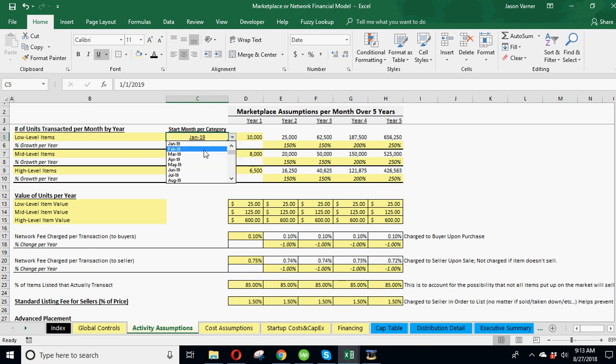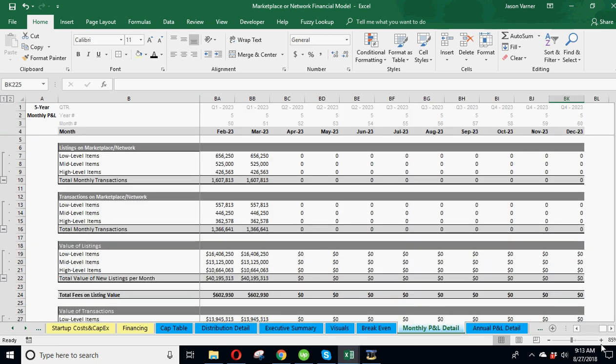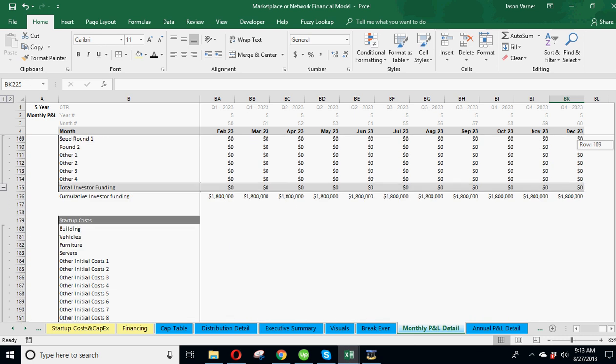You can see here if I did, say, March of 19, and I go over to my monthly detail here, you can see low-level items, March of 19, 10,000 a month for year one, 25,000 a month for year two. So if we go in here to the monthly, notice you can see the exit year 2023. As soon as that exit year gets put in, everything zeroes out after that.